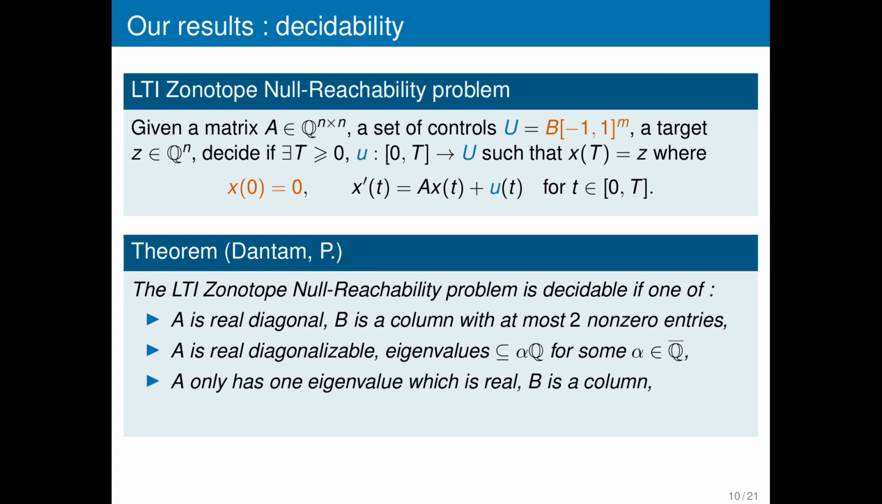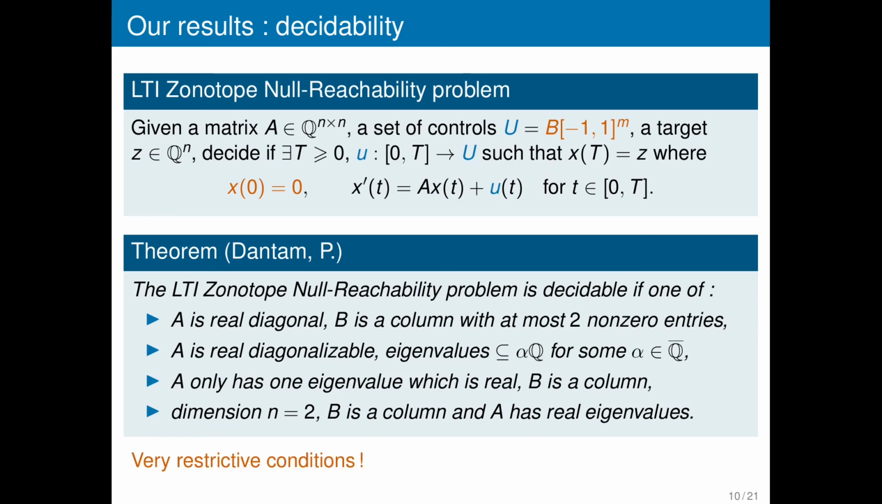When A only has one eigenvalue which is real and B is a column, we can also decide the problem. And finally, in dimension 2, we can handle a case where B is a column and A has a real eigenvalue. As you can see, those are very restricted conditions. In fact, the problem turned out to be surprisingly hard to solve exactly. In order to go further, we had to make some assumption.